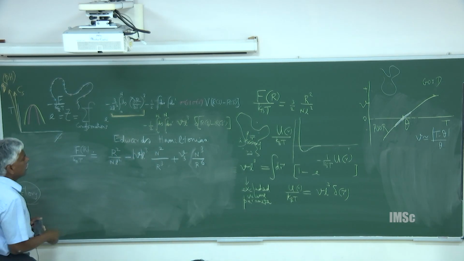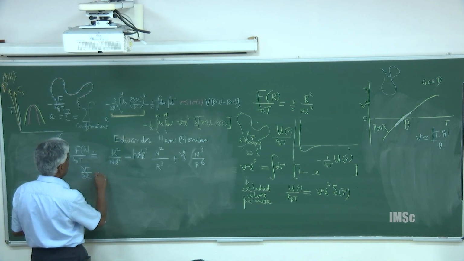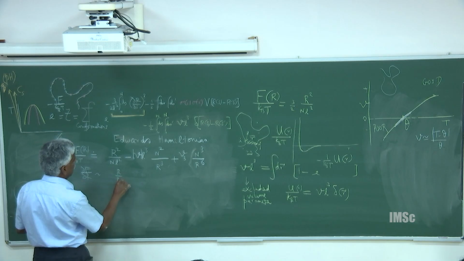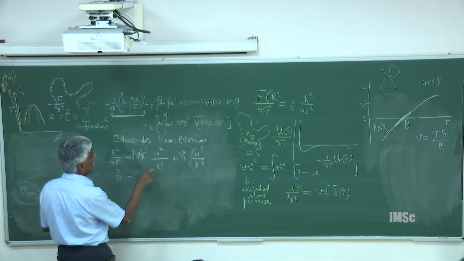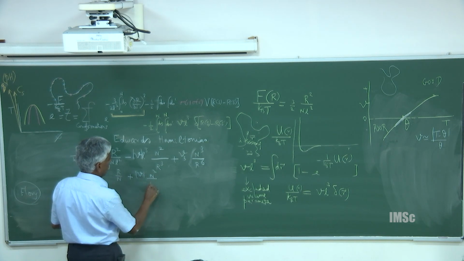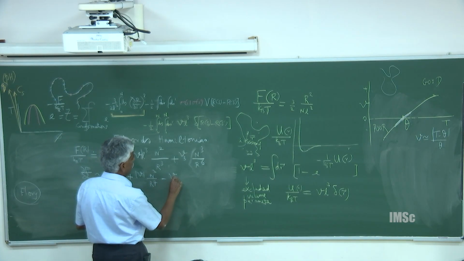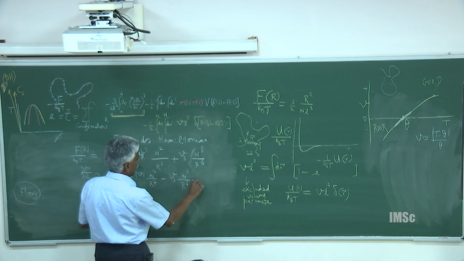Let's do the calculation. dF by dR in units of kT goes like R over n, there is a negative sign, and then there is a plus sign. So plus modulus of this, n squared over R to the 4, negative sign V3 n cubed by R to the 7, that's equal to 0.